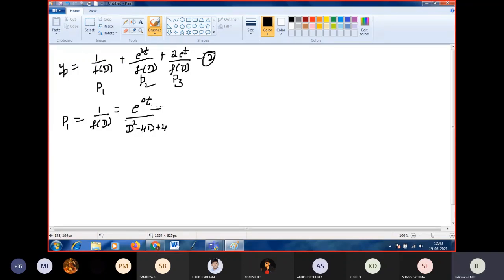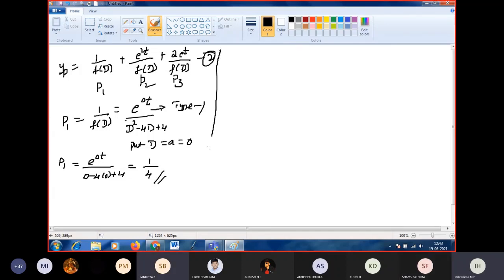So which type is it? Type 1. In type 1, put d equal to what? d equal to a, which is 0. Therefore, P1 is equal to e power 0t divided by 0 minus 4 into 0 plus 4. So what is e power 0t? That is 1. So 1 by 4. Correct? P1 is 1 by 4.